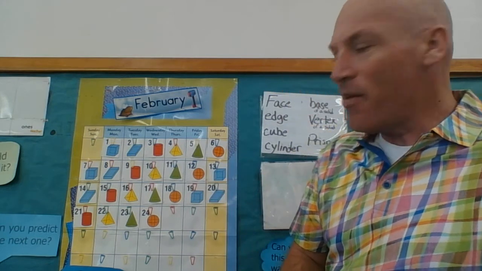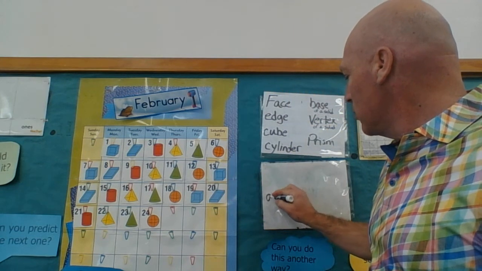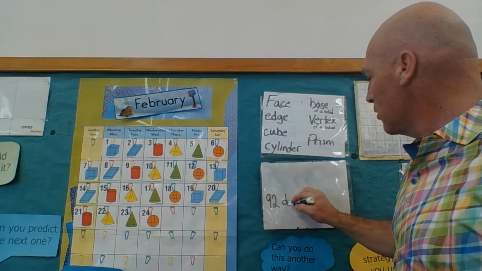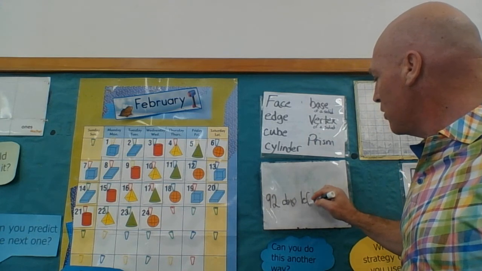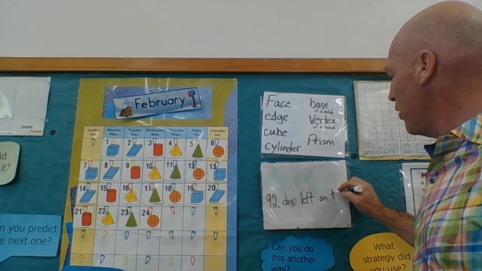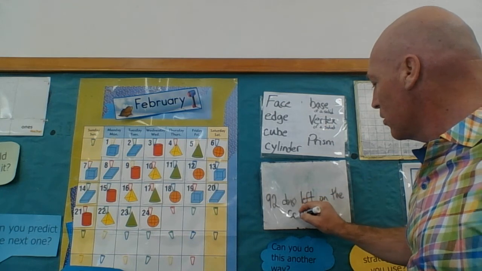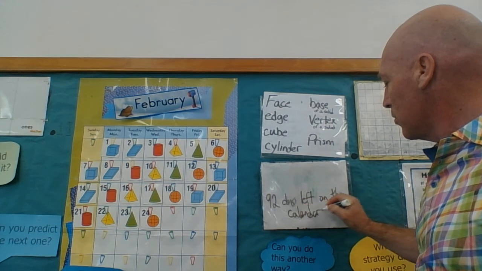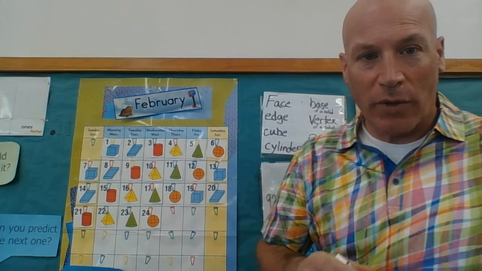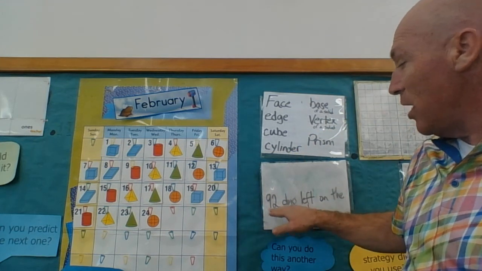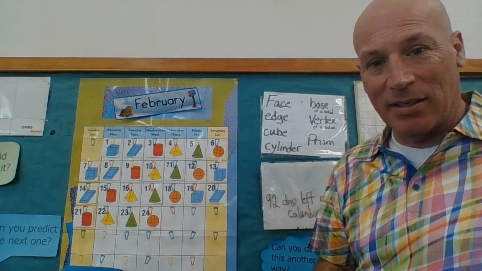All right, I'm going to switch around a little bit. I just looked and we have 92 days left on the calendar before the end of the school year. Okay, so that's the difference. We have 92 days. In other words, that includes weekends.